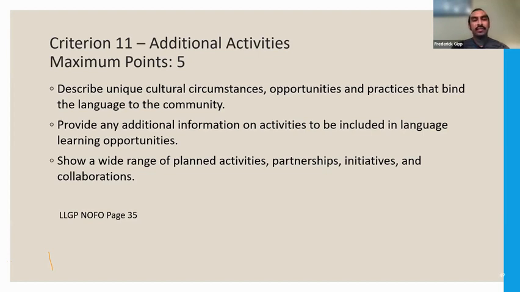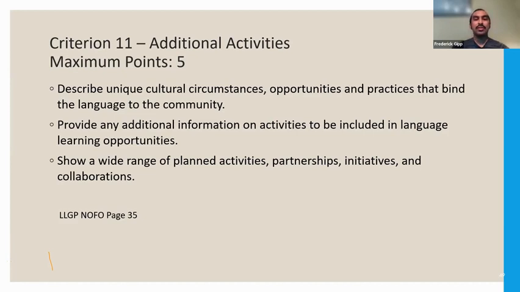For criterion 11, any additional activities with your language programming efforts have a maximum of 5 points to be received from grant reviewers. Additional activities may include unique cultural circumstances, opportunities, and practices that bind the language to the community, activities that can be planned as appropriate language learning opportunities with no limit to how the language can be threaded into the activities itself.